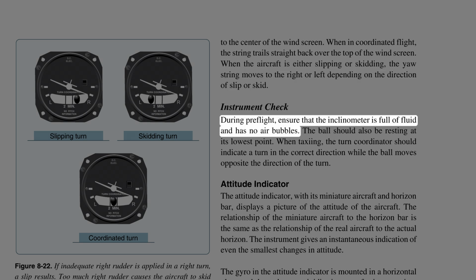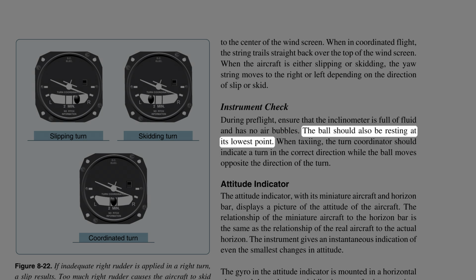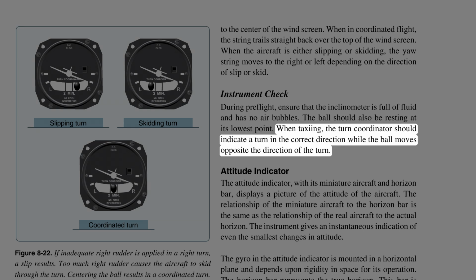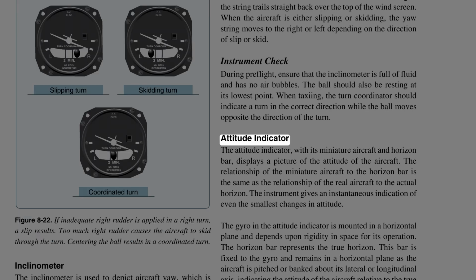Instrument check. During pre-flight, ensure that the inclinometer is full of fluid and has no air bubbles. The ball should also be resting at its lowest point. When taxiing, the turn coordinator should indicate a turn in the correct direction while the ball moves opposite the direction of the turn.